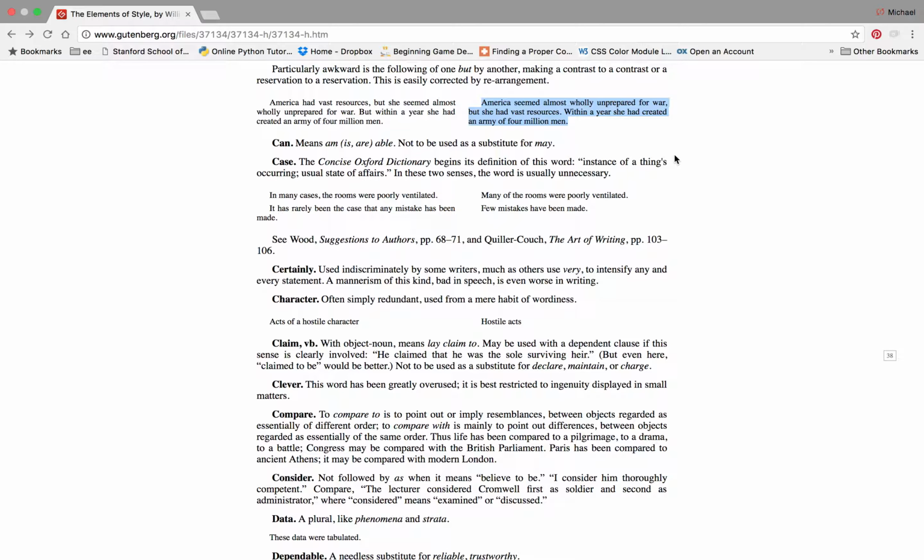"America seemed almost wholly unprepared for war, but she had vast resources. Within a year, she had created an army of 4 million men." Very clear, concise. I think the reader will like that. If you keep doing that all throughout your essay, the reader is going to be very, very happy. That generally is going to bode well for communicating your thoughts and resonating with the reader, but also if you're looking for a grade, you might be able to earn that high mark.